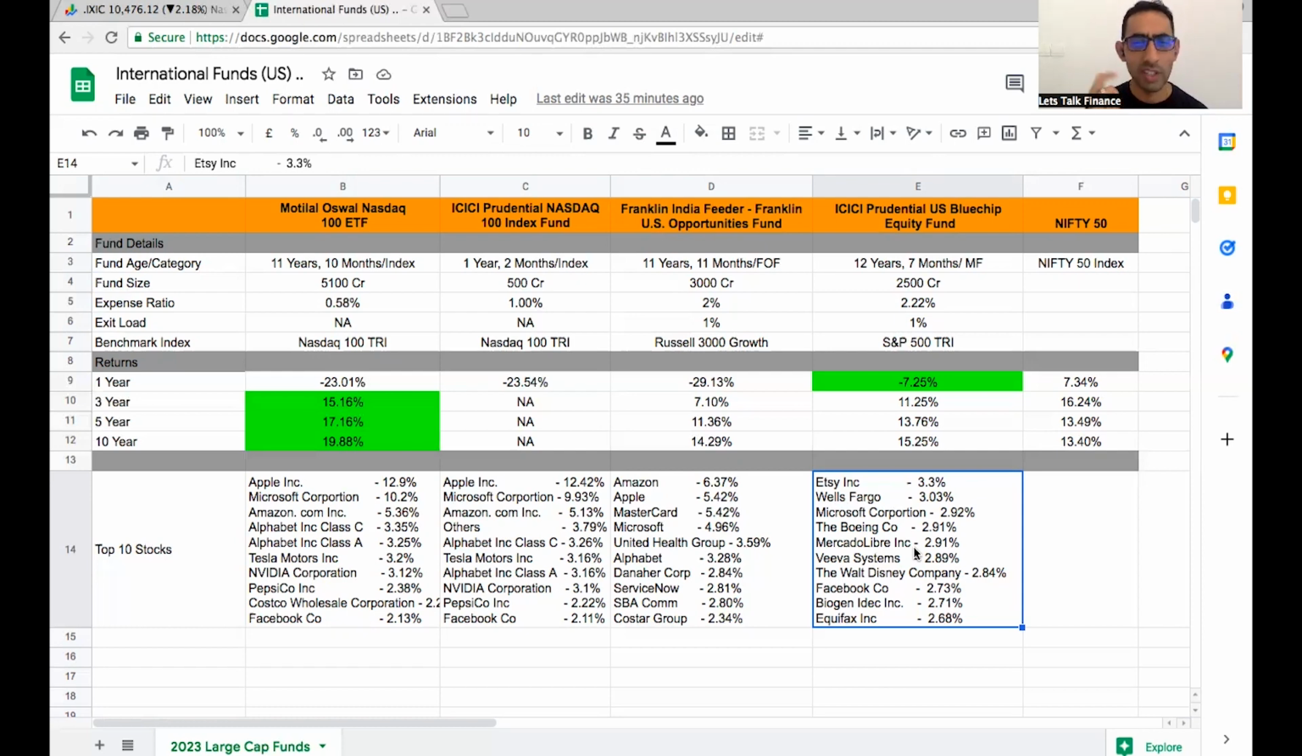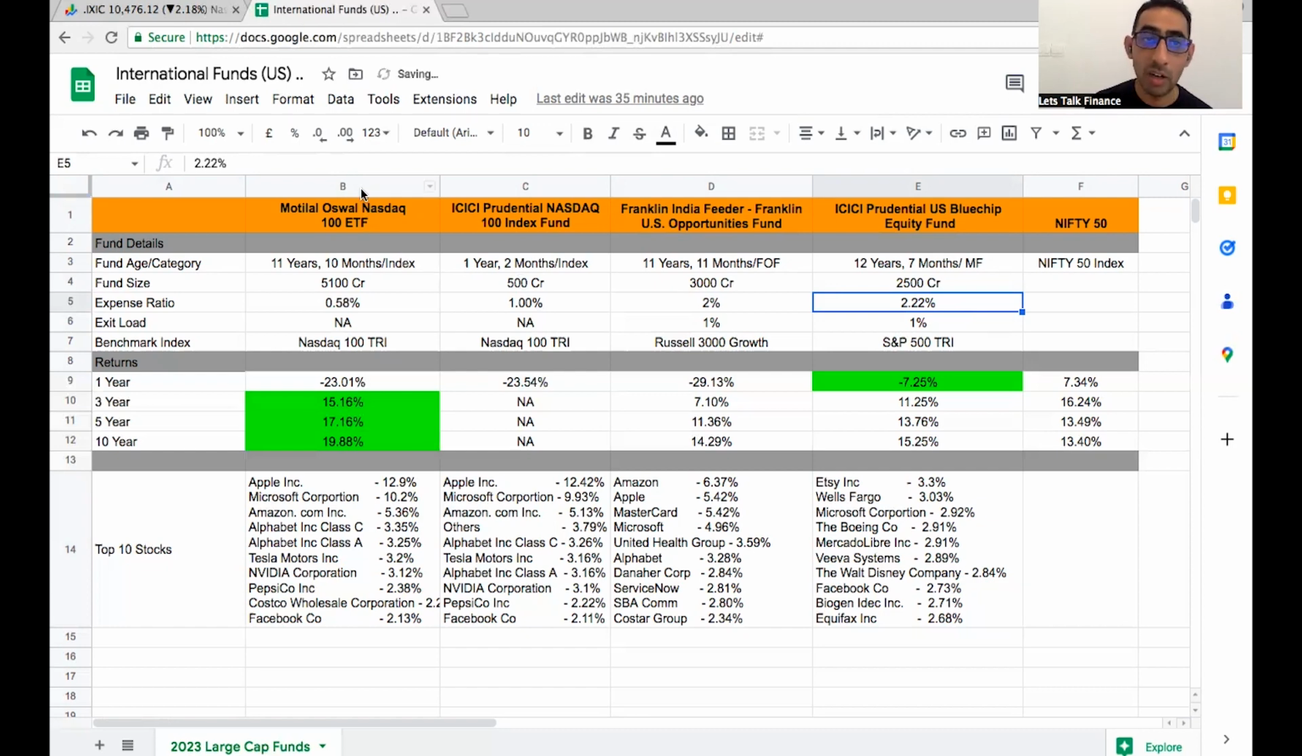Veeva Systems, great company. Walt Disney, we all know. Facebook, Biogen, again a pharma company. Equifax. So I think ICICI Prudential US Blue Chip Fund has an interesting set of companies, and if you see the returns, it's not very bad compared to Motilal Oswal. But the problem child is the expense ratio of ICICI, it's quite high. Even if ICICI is outperforming Motilal Oswal by 2 or 3%, the expense ratios are so high that it will defeat the purpose of having an active mutual fund versus an ETF if we are getting same or less returns than the ETF.